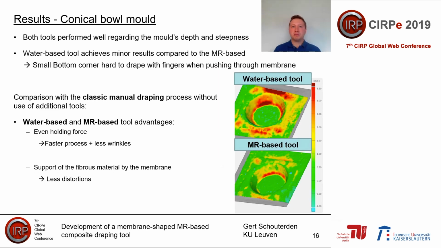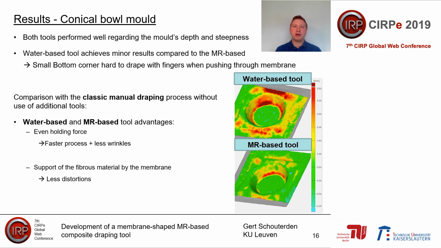Going to our second test mold, again we can conclude that both tools performed quite well regarding the difficulty of the mold. However, we still saw some problems with the water-based tool when trying to drape the small radius on the top of the cone. Here we again had some problems when pushing through 2 layers of the membrane and the fibers themselves, so that you couldn't quite completely form the small radius with your fingers.